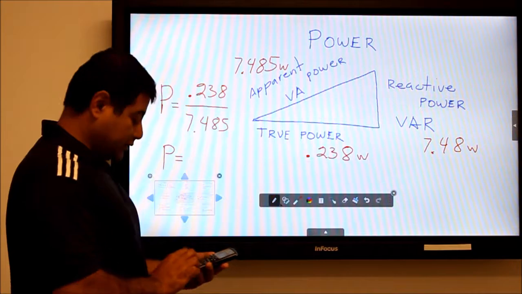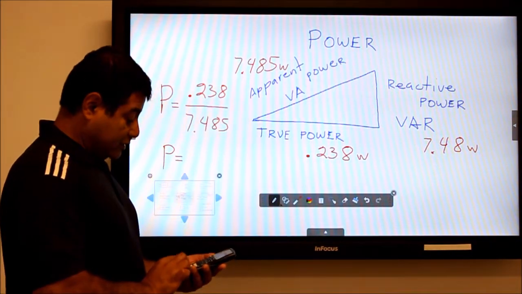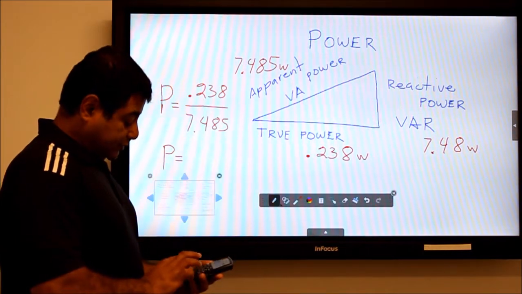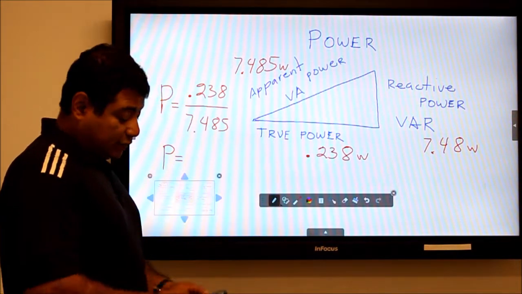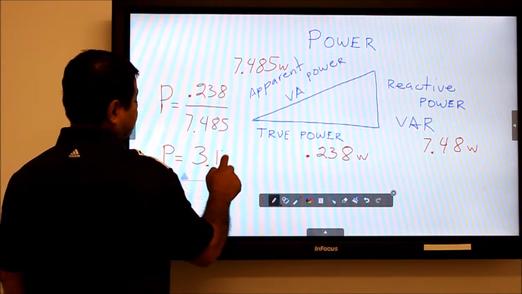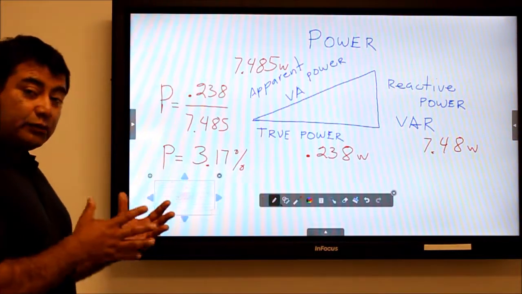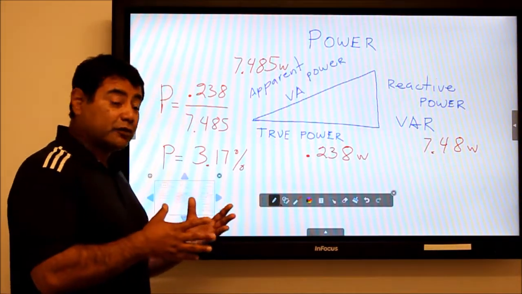So 0.238 divided by 7.485 times 100. And lo and behold, I get 3.17%. So as you can see, there's different ways in which you can get the power factor for your circuit.